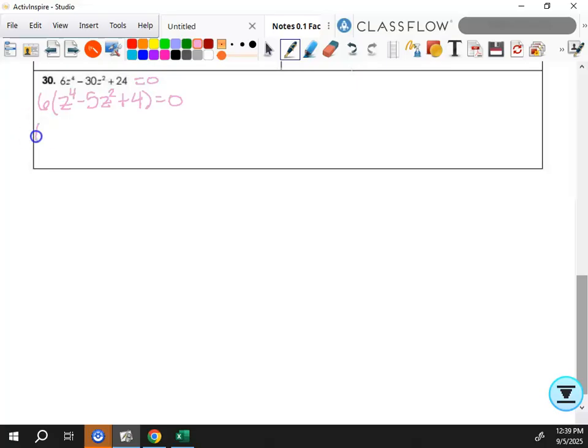So this 6, he's still hanging out here. And a is 1, so I can skip to the double parentheses here. Since that is z to the 4th, this has to be z squared and z squared. The 4 is positive, so the 2 signs inside are the same. They have negative, negative, or positive, positive. Since this is negative, I know that it's negative, negative. Then I need 2 numbers that multiply to give me 4, add to give me 5. 1 and 4. There we go.